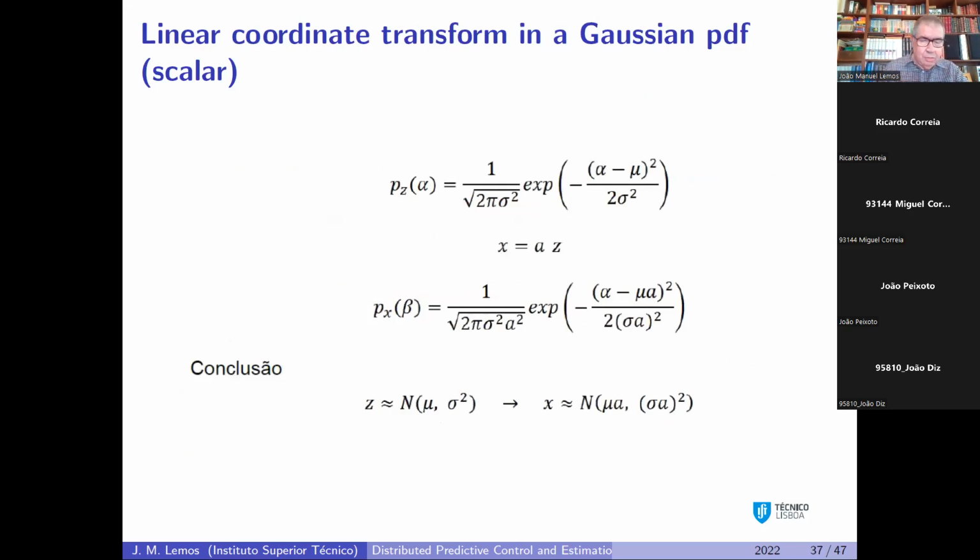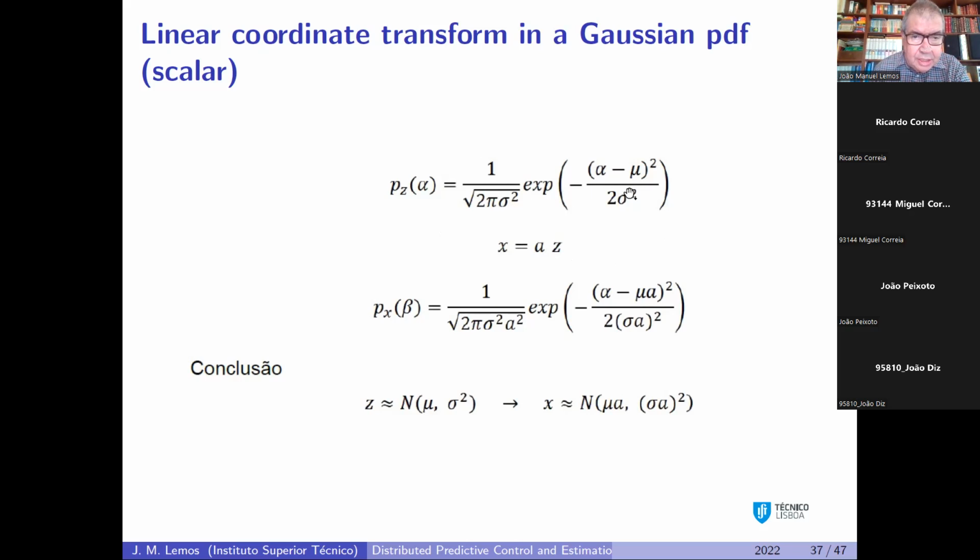There is still one result that we need to recall from basic probability. Suppose that you have a random variable z with this probability density function. And from z, you compute another variable x, such that x is a constant a times z. You know the probability for z, you multiply z by a to get x. What is the density function of x?